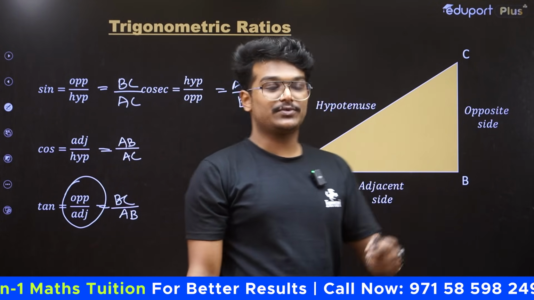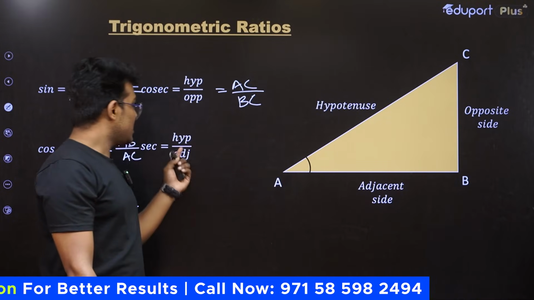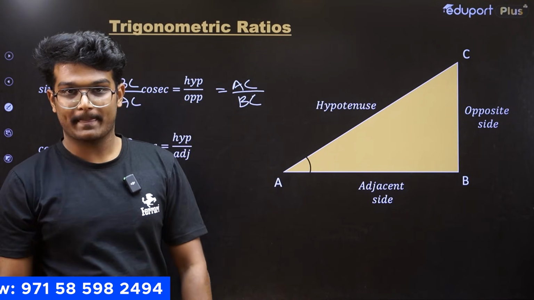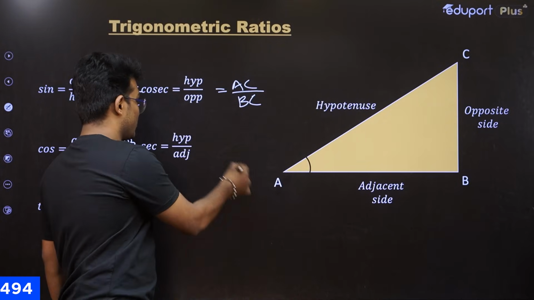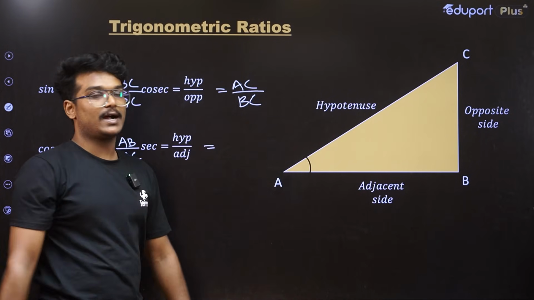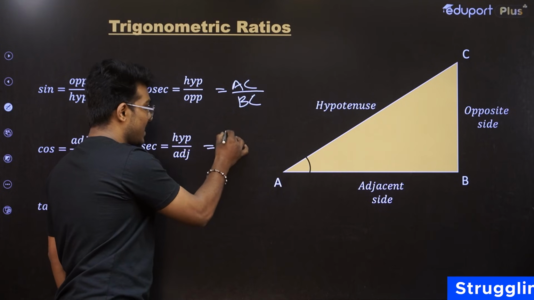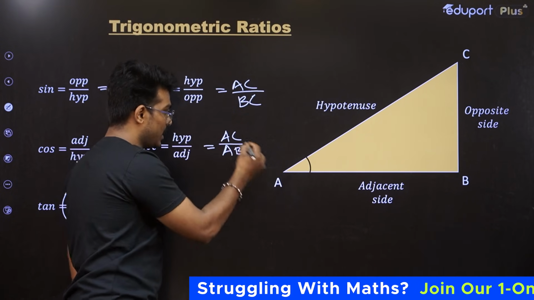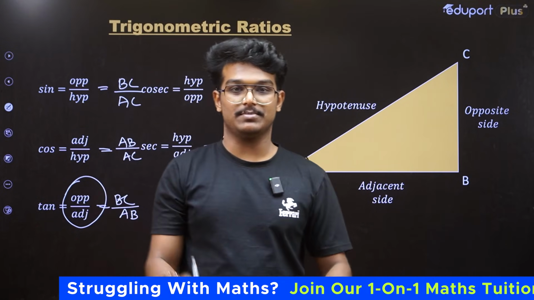Okay, the fifth one is sec. Sec is the reciprocal of cos. So sec is equal to hypotenuse divided by adjacent side. The hypotenuse is AC here and the adjacent side is AB. So AC by AB.